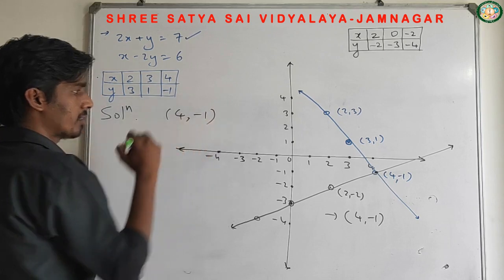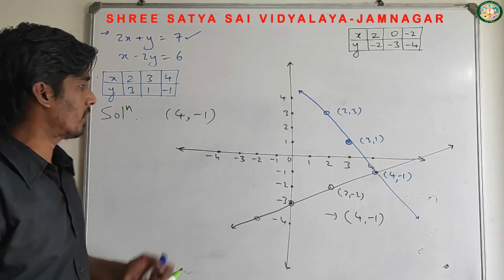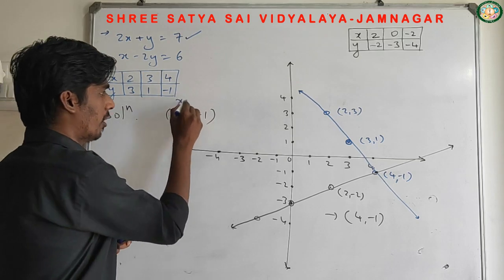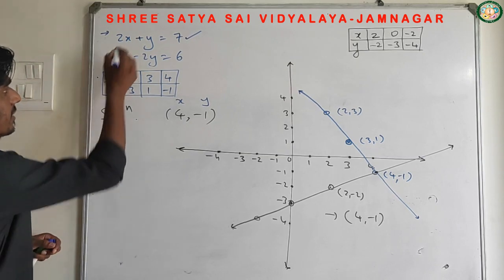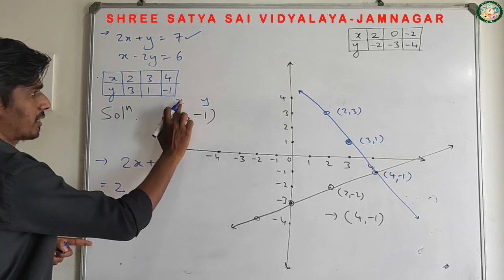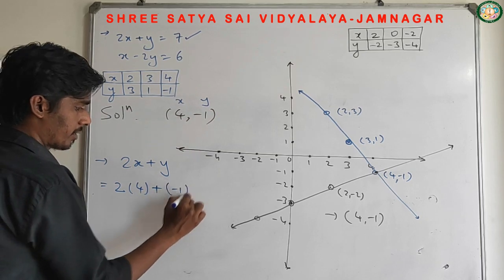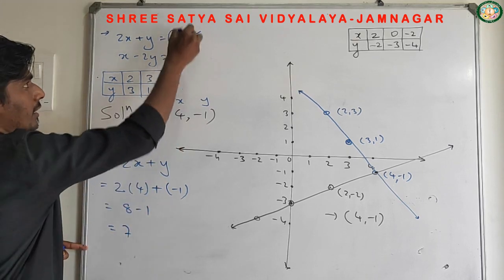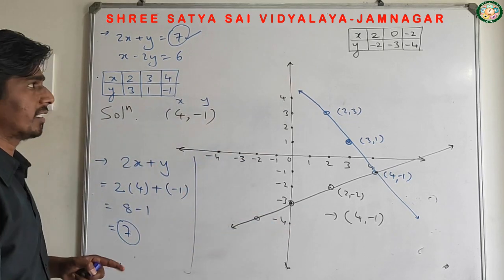Now, how to verify whether this solution is correct or not? Replace this value in any of the equations. This is the value of x and this is the value of y. Let's take the first equation, 2x plus y. What is the value of x we got? 4. Plus, what is the value of y I got? Minus 1. So it's 8 plus minus minus, 1. Am I getting 7 here? Here this is 7, here this is 7. So calculation and plotting, everything is correct.